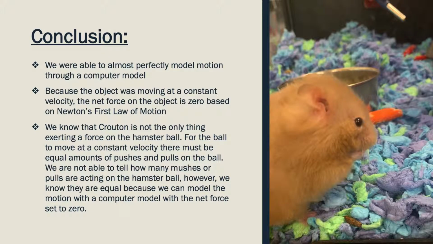In conclusion, we can say the object is moving at a constant velocity because we used a computer model where net force is equal to 0 and see that the lines are almost exactly the same. We also know that Crouton is not the only force acting on the hamster ball. We know that there's also friction and gravity and many other forces. But we don't know how many pushes and pulls are acting on the ball. We just know that they cancel each other out.